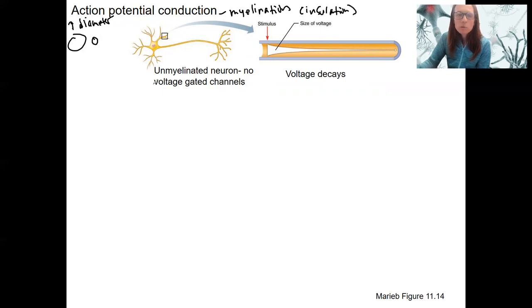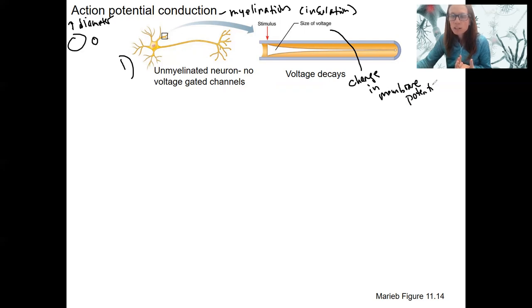So first, what I want to do is give you scenario one, where we have unmyelinated neurons and no voltage-gated channels. In this scenario, we don't have propagation. The stimulus is going to occur, and the size of voltage, meaning the change in membrane potential, the amount of depolarization, is going to decrease or decay over the length of the axon, just like a graded or local potential. That's what would occur if we didn't have voltage-gated channels. This is what makes cells excitable, having voltage-gated channels. This is why cells other than neurons and muscle cells are not excitable, because they don't have voltage-gated channels.